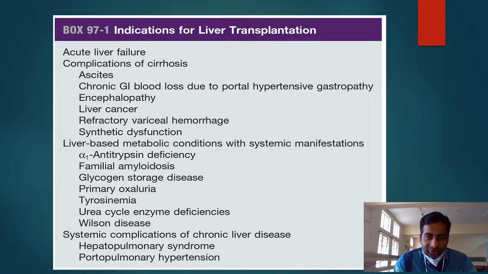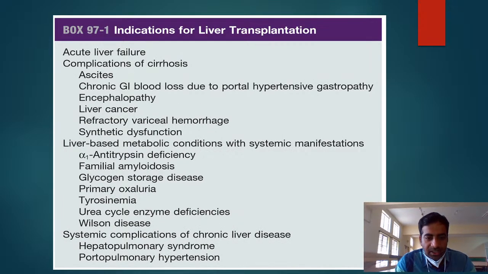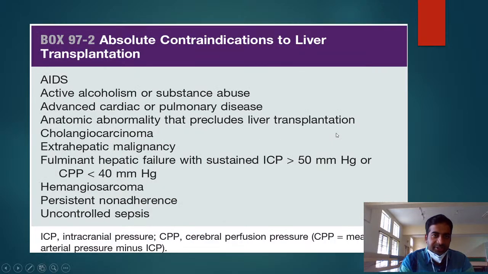The indications are acute liver failure and complications of cirrhosis like ascites, chronic GI blood loss due to portal gastropathy, encephalopathy, liver carcinoma, refractory variceal hemorrhage, and synthetic dysfunction. All these are complications of cirrhosis, which are indications for liver transplantation. Liver-based metabolic conditions include alpha-1 antitrypsin deficiency, glycogen storage diseases, primary oxaluria, tyrosinemia, and Wilson's disease. Other systemic complications of CLD include hepatopulmonary syndrome and portopulmonary hypertension. All these are indications for liver transplantation.